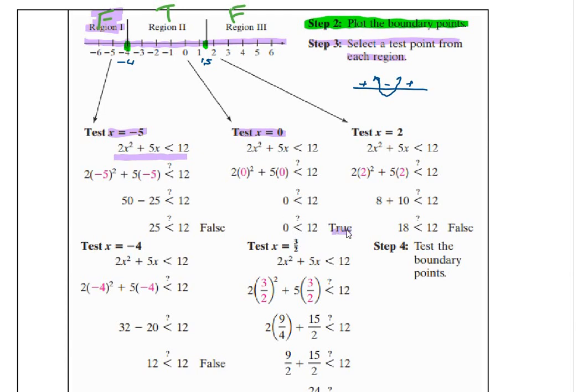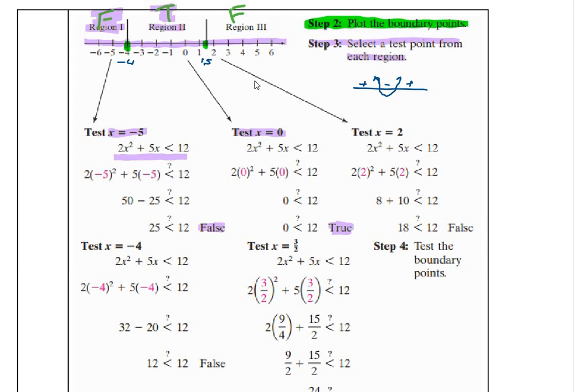Well, that is definitely true. 0 is less than 12. So this region 2 is true. I have solutions there. So this region, remember we talked about infinite number of answers. So this whole region will be then giving me answers that will be true.